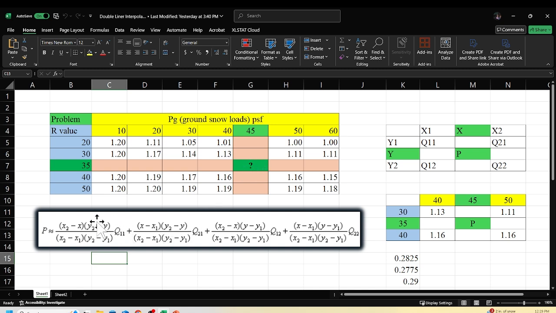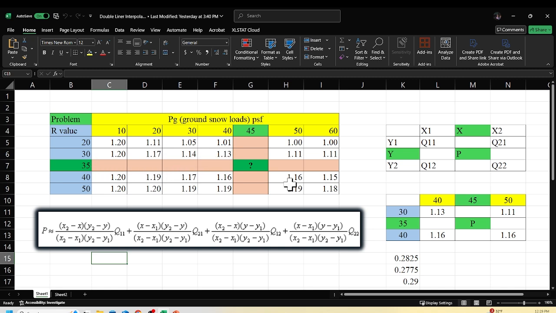We're going to use this equation. It's pretty cool, comes out pretty accurate. But before I use this equation, what we've got to do is take the number before and after and put them in this Excel here. So I got 40 and 50, and I got 30 and 40. And then I take these numbers right there.